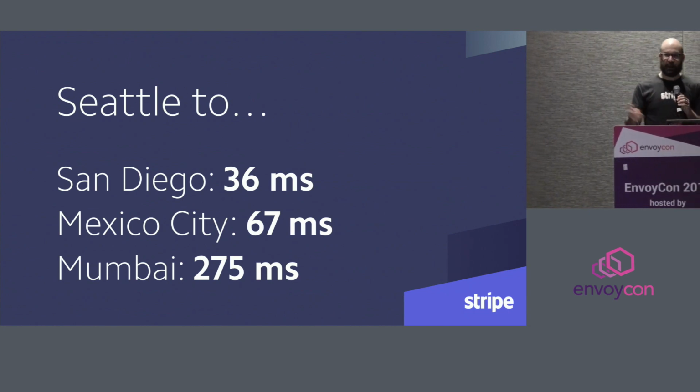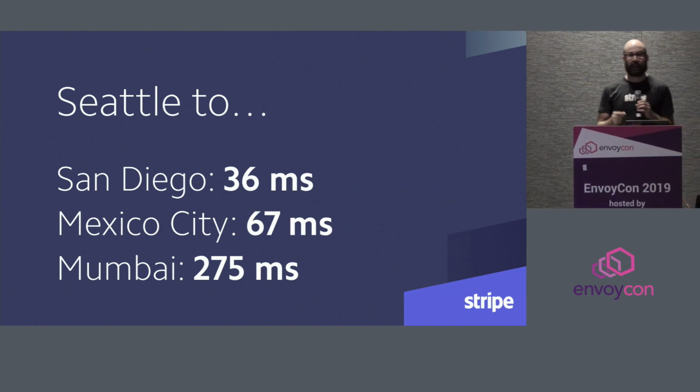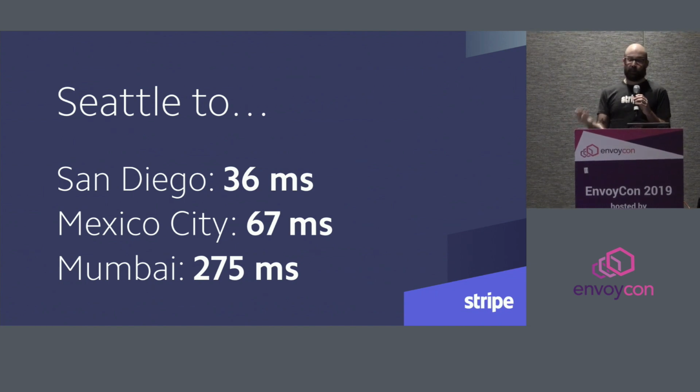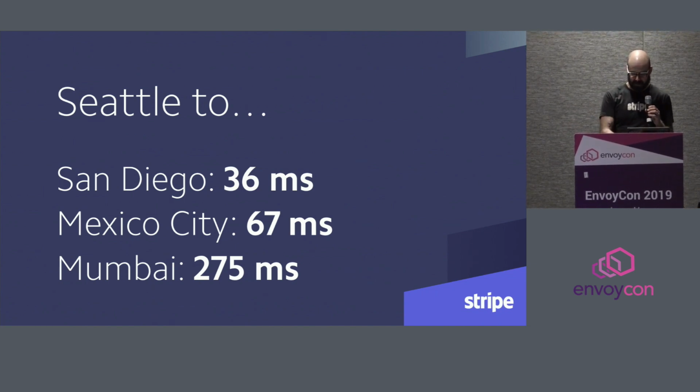I don't need to beat you over the head with examples for you to get the point that some places are much further away than others. The speed of light is a constant. It's not moving any faster. Mumbai is not getting any closer to Seattle, last time I checked.